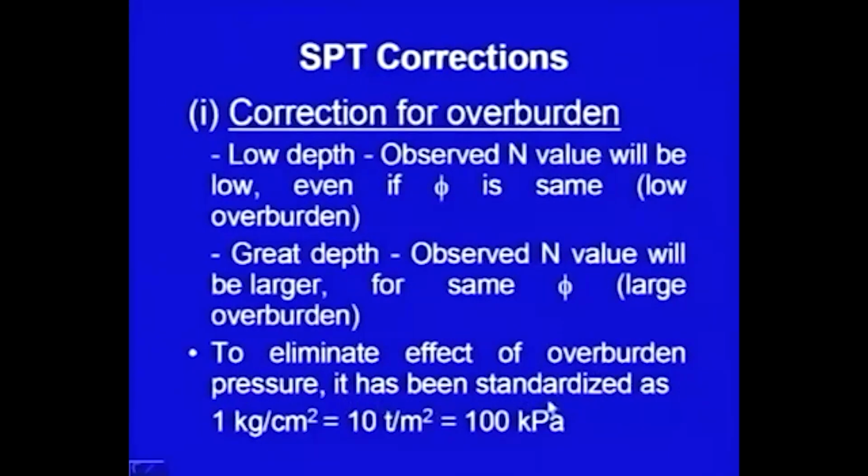It has been standardized as per the code, and the standard value is taken as 1 kg per centimeter square. This is the effective overburden which is taken as the standard overburden. So, we will be getting phi values for this particular standard overburden. In other units, 1 kg per centimeter square will be equal to 10 ton per meter square or 100 kPa.